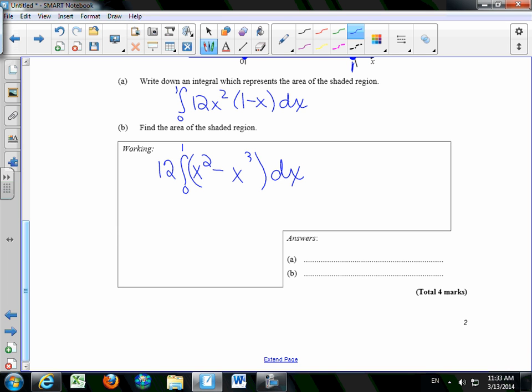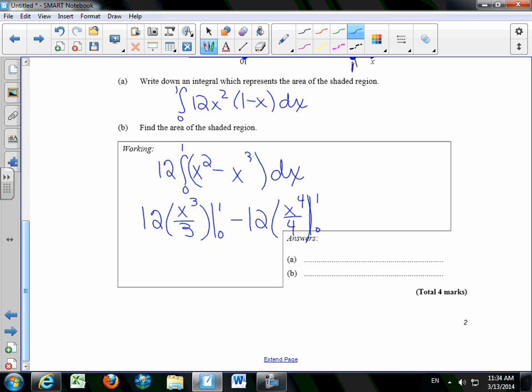Okay, so you could separate that right off the hop, but if we integrate it now, it's going to be 12 times, now when we integrate that, we add 1, divide by 3, and that will be evaluated from 0 to 1, minus 12 times x to the 4th over 4, integrated from 0 to 1.